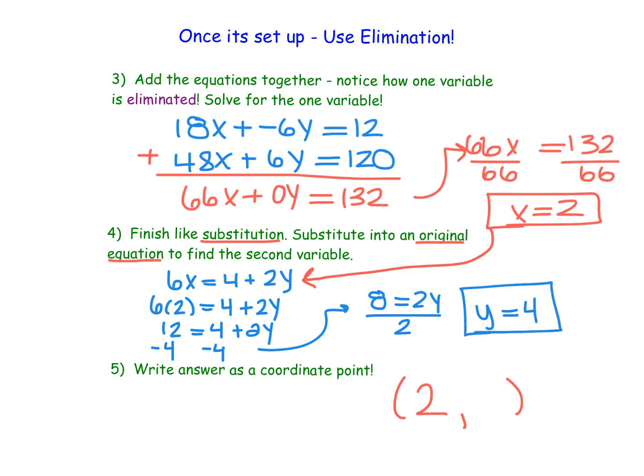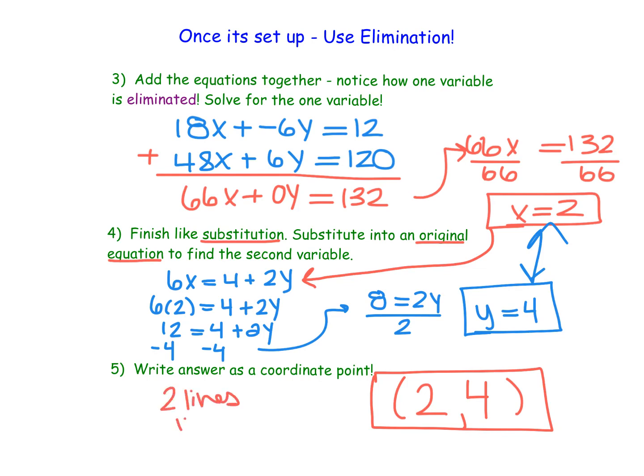Then I can take that value, plug it back into the other equation, and test that that is the correct combination of x is 2, y is 4, because this point will work in both equations. And then finally, I can write my answer as a coordinate point of x equals 2 and y equals 4. This point, (2, 4), is where the two lines at the beginning of the problem will intersect.